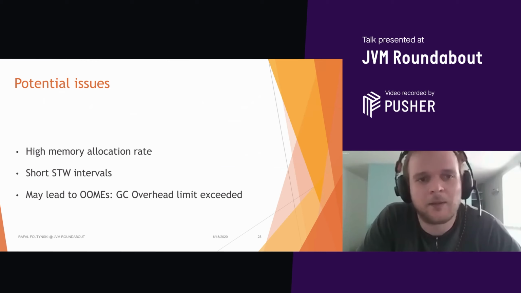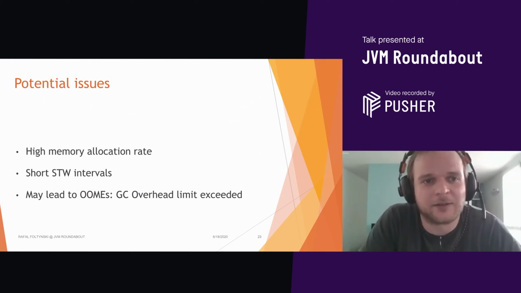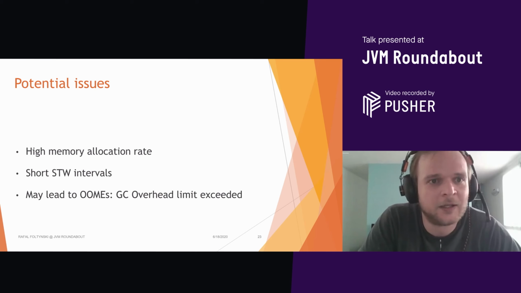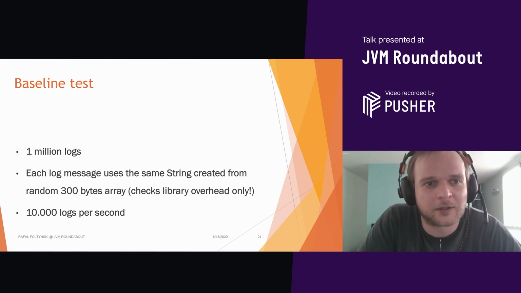Potential issues with that: the high memory allocation rate is obvious, but then the stop-the-world intervals start to kick in, and this is the moment where in profilers you're going to notice that your application is constantly doing some GC activity. Your CPU usage goes higher, and if you're spending your CPU on garbage collection, you're not doing business.